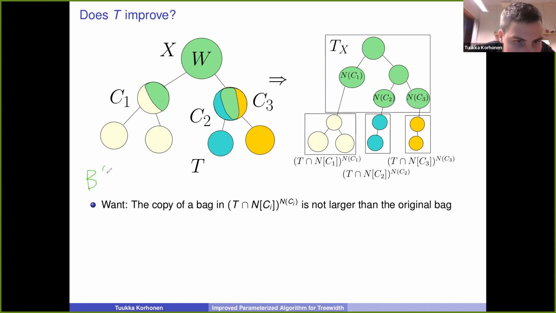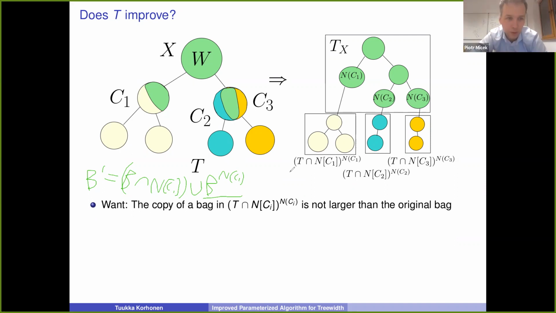So a priori, with this definition, let's say B prime is the intersection of B with the closed neighborhood of C1, union. With this definition, it's not clear at all that adding this stuff here doesn't increase the width of the decomposition. So this is the first thing we want to make sure.